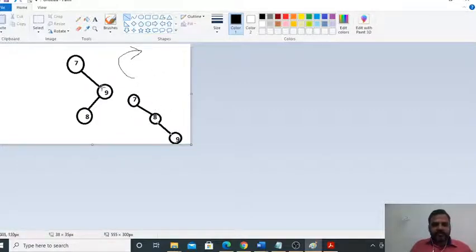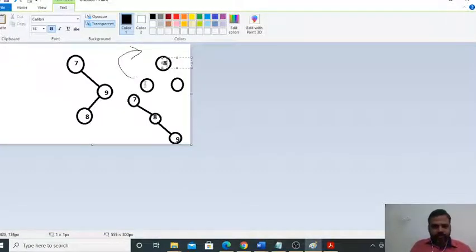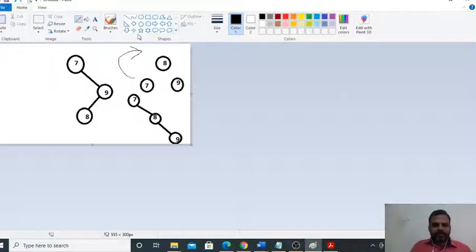Again left shift is remaining. So again if you are doing left shift of this, so this will be the resultant. 8 will become the root. 7 will be the left child of 8. 9 will be the right child of 8. So this happens because of right or left shift. It happens because of left shift.